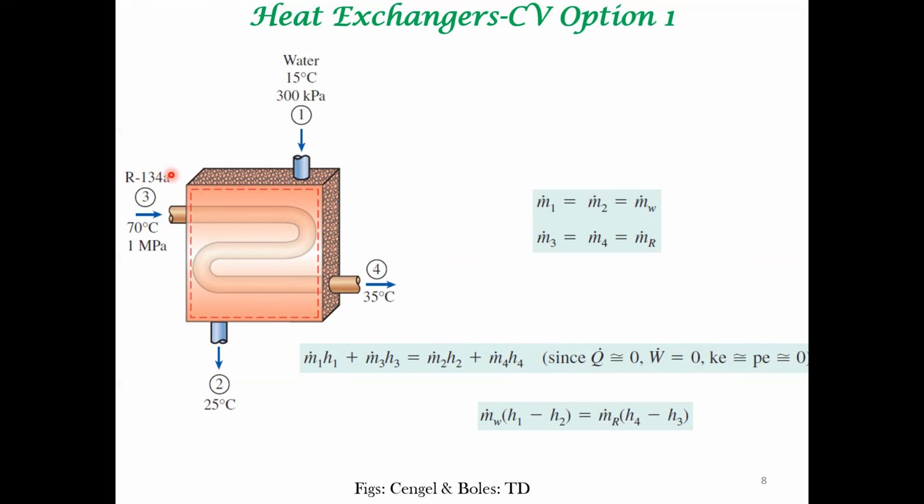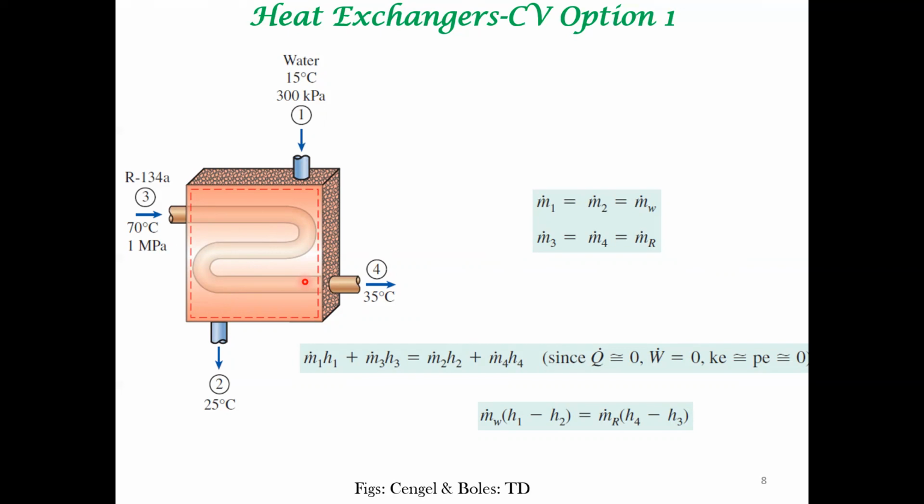In this case, you can use this as the control volume. When you use this as the control volume, there is no overall heat transfer from this control volume, right? So everything is internal to this control volume. That is, the heat that is transferred from the refrigerant is given to water. But if you take this as a control volume, there is no net heat transfer out of the system. Again, there is no net work transfer out of this control volume, and there are no kinetic energy and potential energy changes.